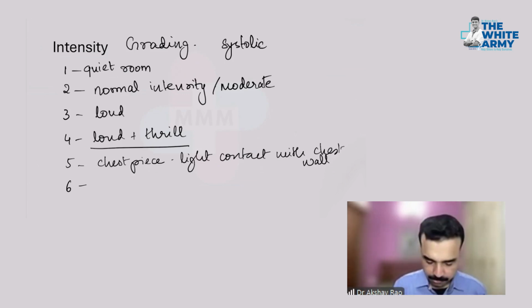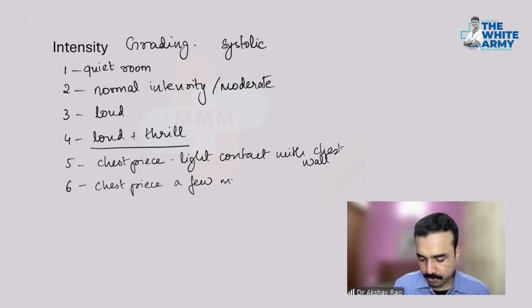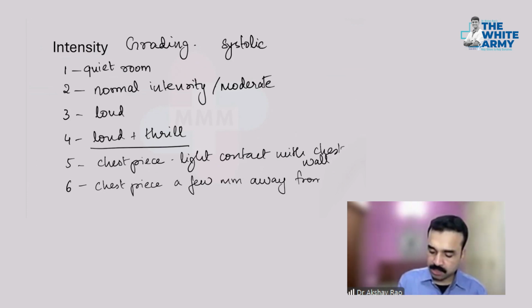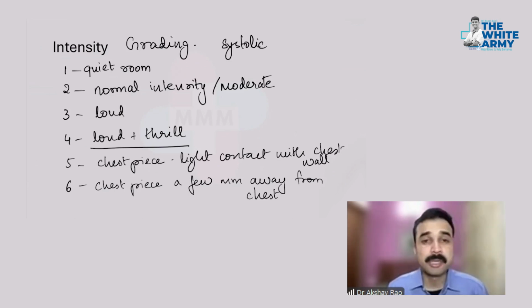Grade 6 is with the chest piece a few millimeters away from the chest wall. So even just before you place the chest piece over the chest wall, you can hear a very loud murmur. That is known as grade 6 by 6, not very common these days. Many of these are because of congenital anomalies, and they don't survive up to adulthood. Either the anomaly is corrected, or the patient succumbs. So you don't hear these murmurs these days, but from a historical point of view, this is the way murmurs have been graded, from 1 to 6.